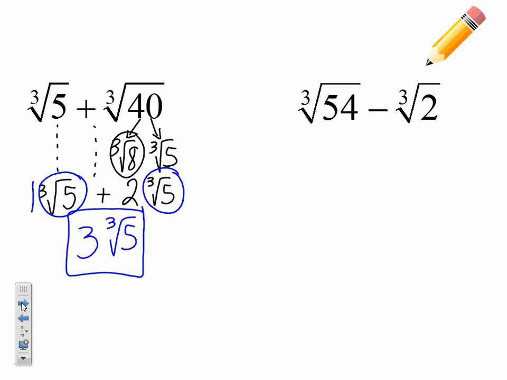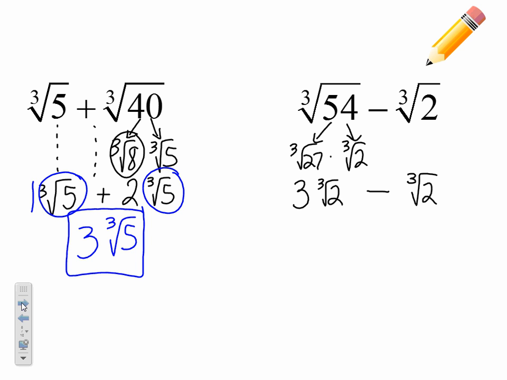Let's look at a subtraction example with the same idea. I have a cube root of 54 minus a cube root of 2. So we'll go ahead and split apart that 54 into cube root of 27 times 2. And now, can I do the cube root of 27? Yes, that's 3. So this is 3 cube roots of 2. And I'm going to drop down the rest of the problem, minus a cube root of 2, which is the same thing as 1 cube root of 2. So 3 cube roots of 2 minus 1 cube root of 2 makes 2 cube roots of 2. So this is my final simplified answer.